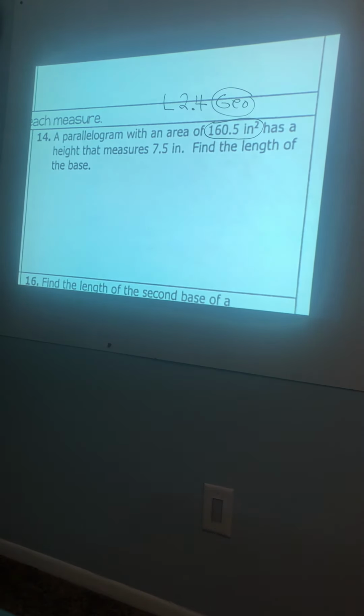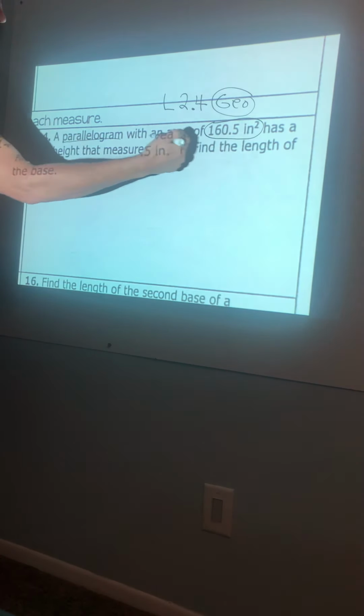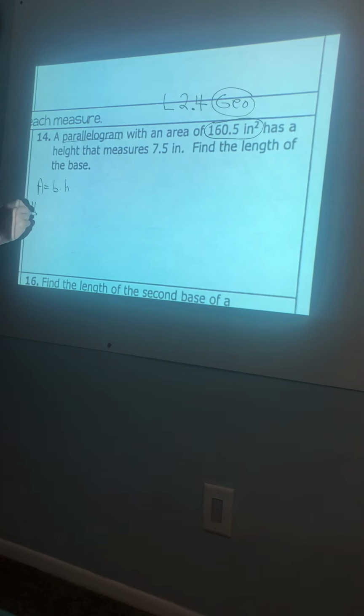Well, the first thing you got to worry about is really what shape are we talking about? Well, I just saw right in there parallelogram. Look at your formula sheet. That's a decent one. Area of a parallelogram is just base times height. You already know this is the area, 160.5, so you're going to put it in for area.